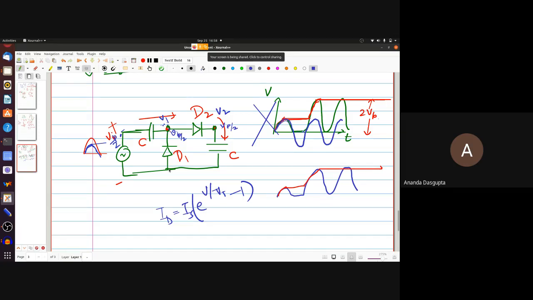So, what kind of differential equations do V1 and V2 obey? Assuming, of course, the diodes obey this kind of an equation, that the current through a diode is exponentially dependent on the voltage across it. That's again important, it is the voltage across the diode. Okay.